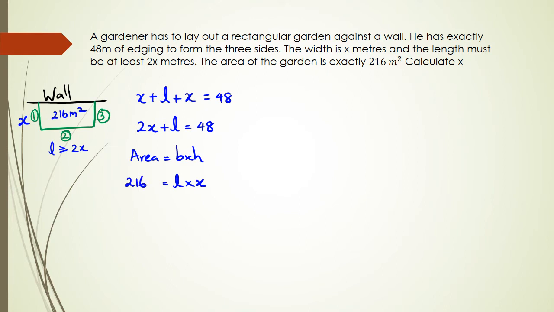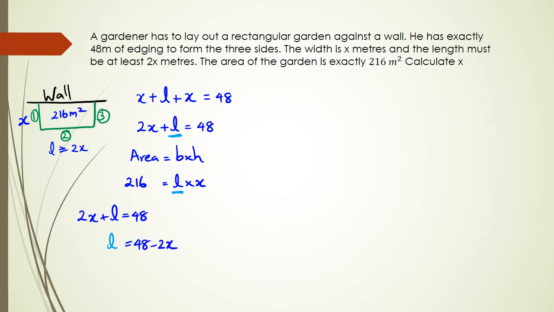So as of now, we've got an area which is L times x, and we have the edging which is 2x plus L equals 48. So what I need to do is write L by itself, so I can substitute the L here. So I have one equation with all just x's. So let's take that first equation, which is 2x plus L equals 48. And when I rearrange it, I'm going to get L equals 48 minus 2x.